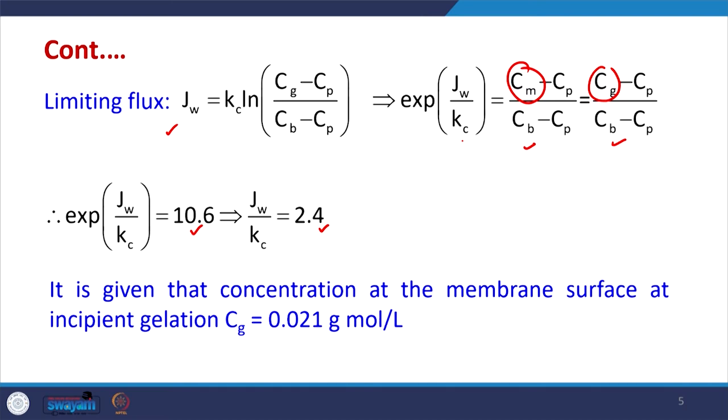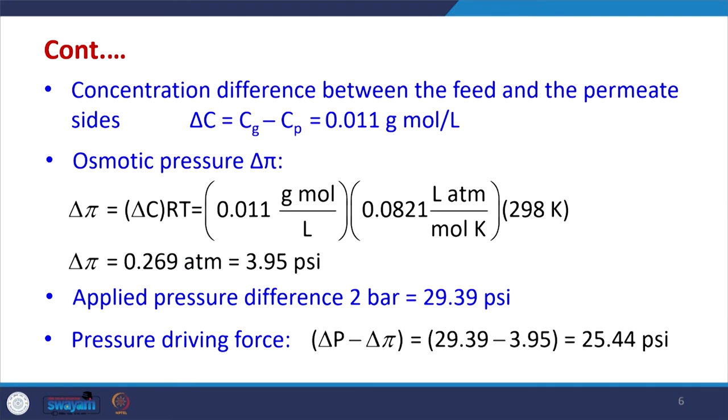Another data which is given is that at the membrane surface the concentration is 0.021 gram mole per liter. Using this data, the concentration difference between the feed and the permeate side will be this. CG is known to us, CP is also known to us. Now, the osmotic pressure for this concentration difference is delta pi equal to delta C RT, and we find it to be 3.96 psi or 0.269 atmosphere. But the applied pressure difference is 2 bar, which is equivalent to 29.39 psi.